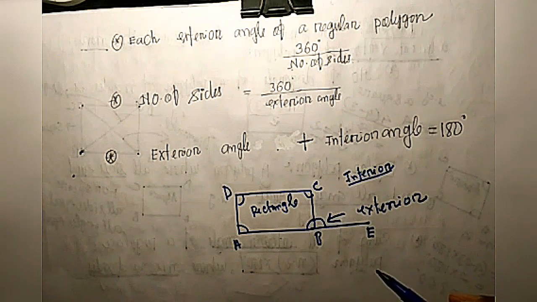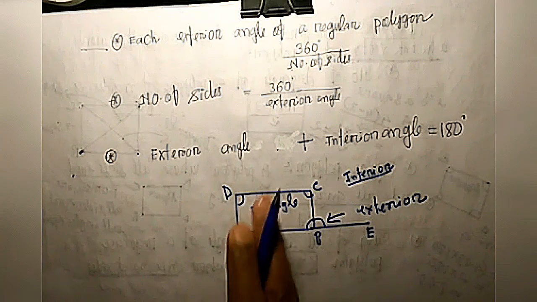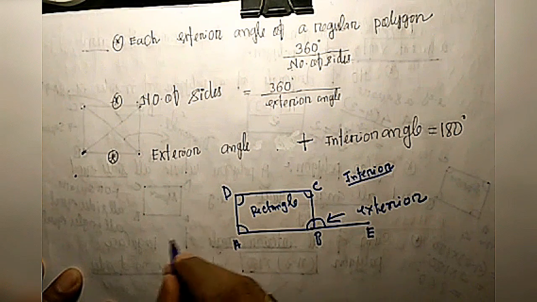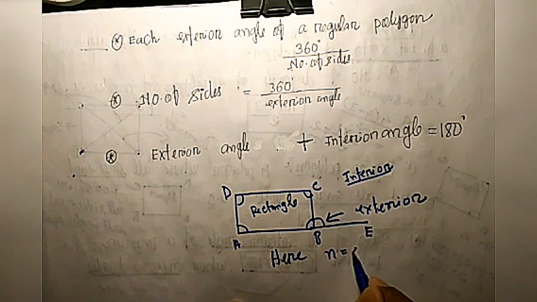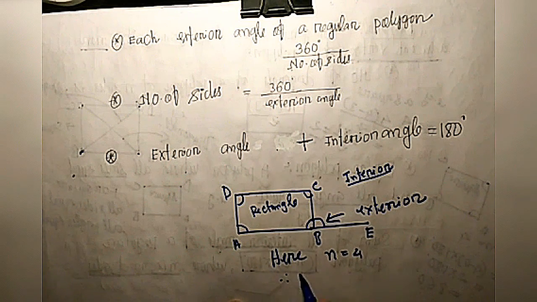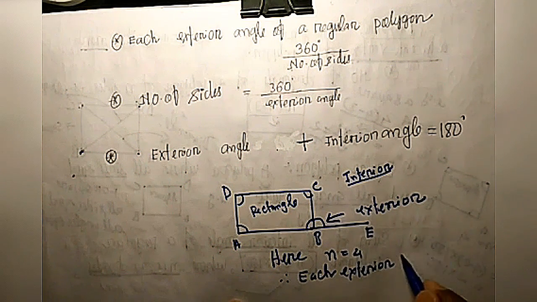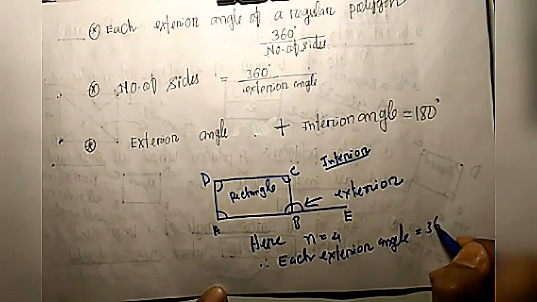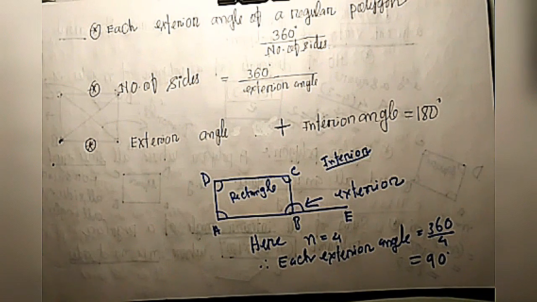So each exterior angle of a regular polygon is equals to 360 divided by number of sides. So for this example, number of sides is 4 because there are 4 sides. So here n is equals to 4. Therefore each exterior angle is equals to, using the formula, 360 divided by 4, which is equals to 90 degree. That means for a rectangle each exterior angle should be 90 degree.